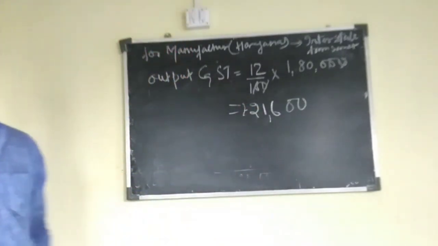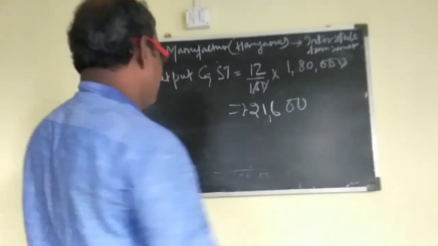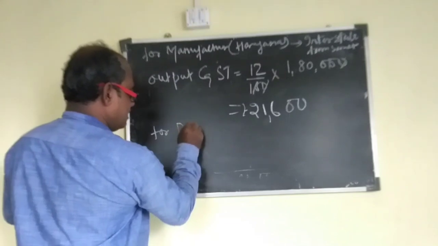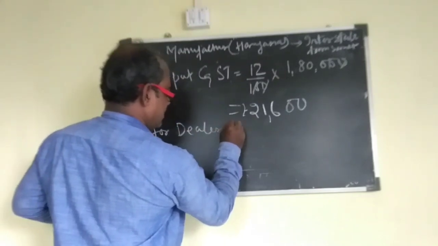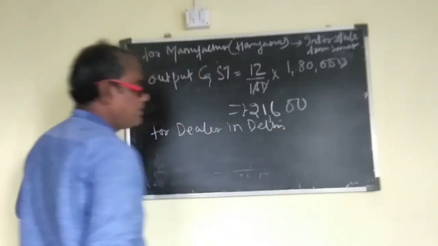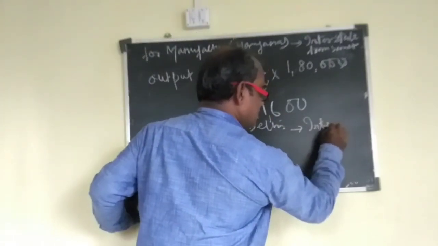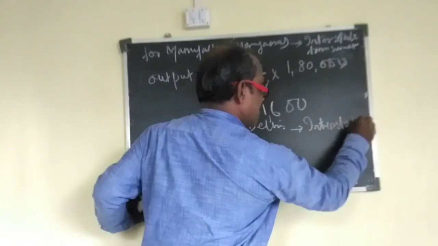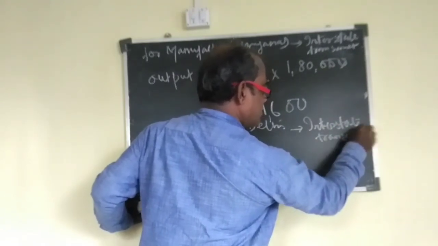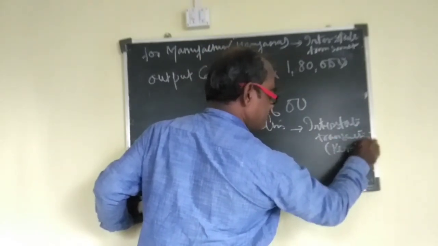Now we go with calculation for dealer who resides in Delhi. So we will write here for dealer in Delhi. Okay. Even he does interstate transaction. Interstate transaction. He sells goods in Kerala.